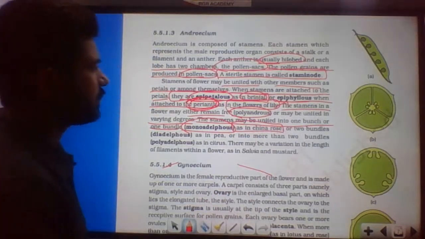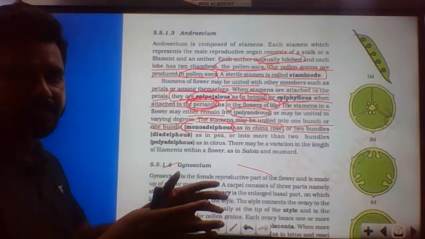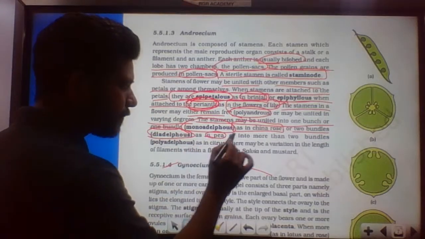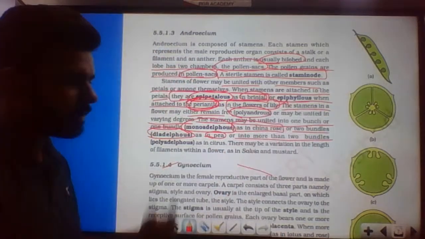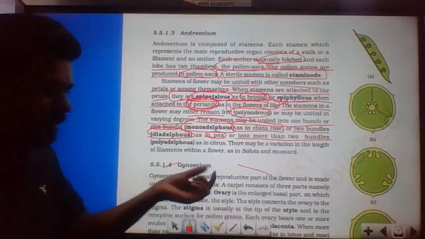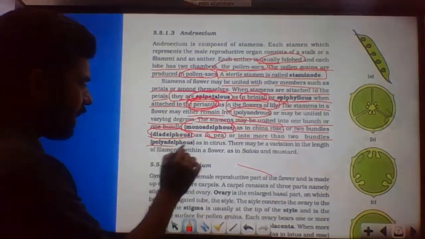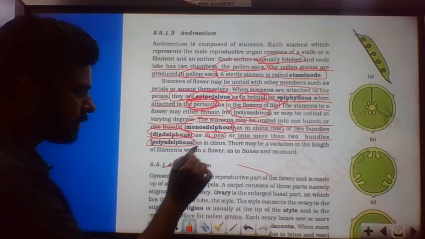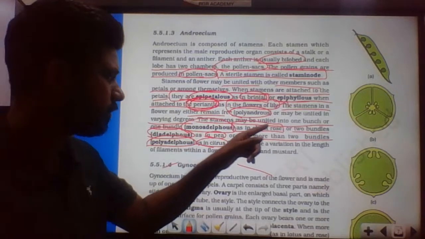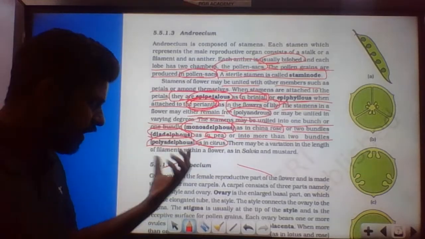Monoadelphous androecium is present in China rose. If stamens are fused into two bundles, they are called diadelphous, as seen in pea. If they are in more than two bundles, they are polyadelphous, as seen in citrus. So three examples: monoadelphous is seen in China rose, diadelphous in pea plant, and polyadelphous in citrus.